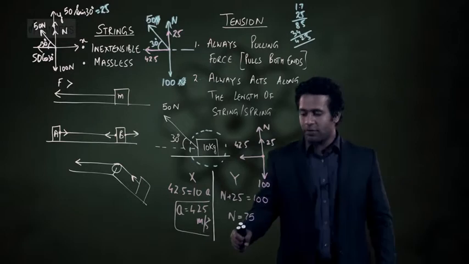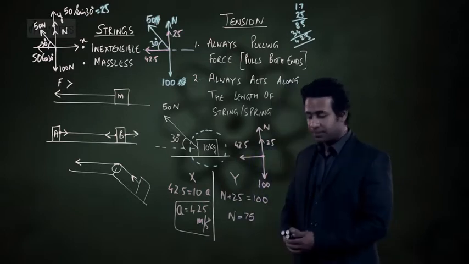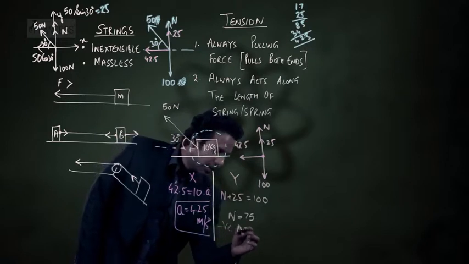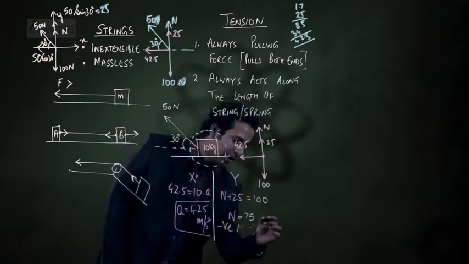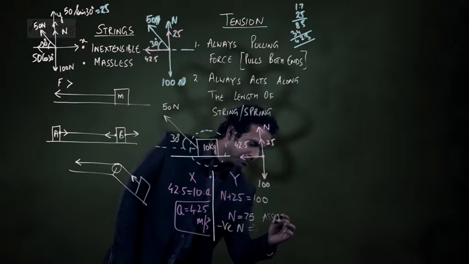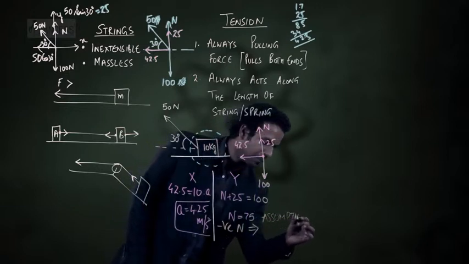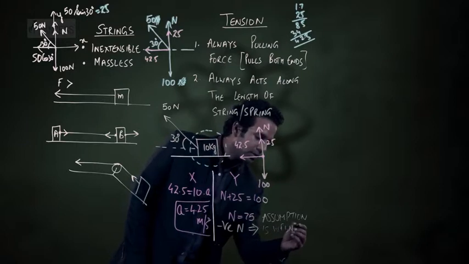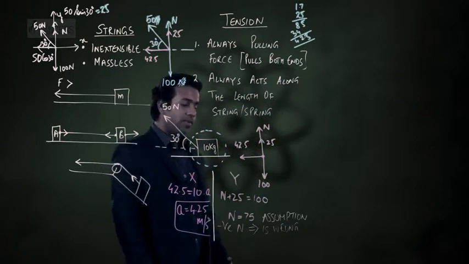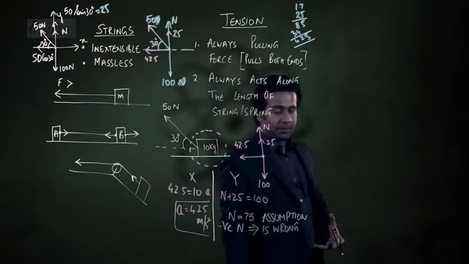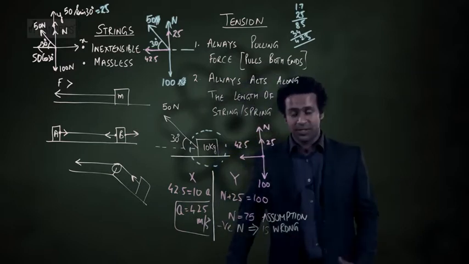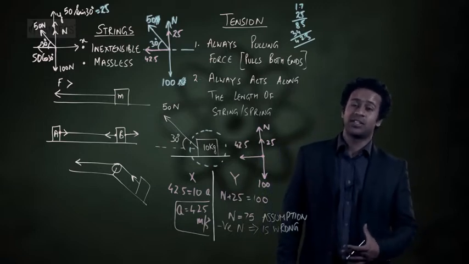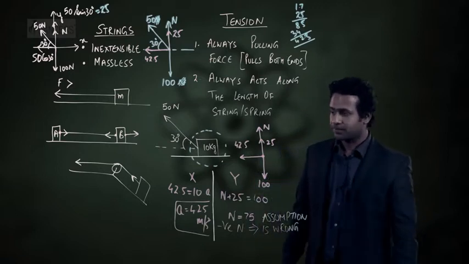So if at all we were getting a negative normal, it implies that your assumption is wrong. Whenever you're solving a problem and you have to make certain assumptions, if you get a negative normal, you should know that the assumption that you've made is wrong, right?